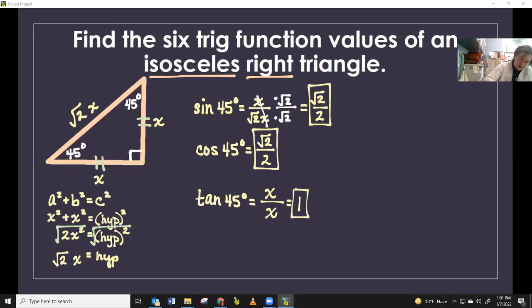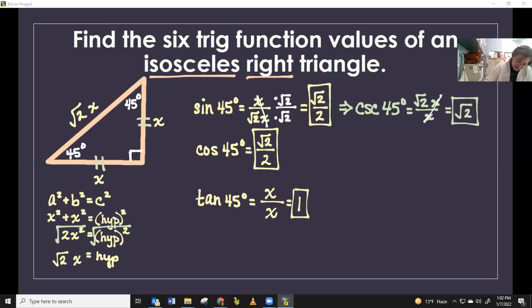All right, so there's the 3 that we are more familiar with. We want to do our reciprocal trig values as well. What is the reciprocal trig function of sine? Cosecant. So cosecant of 45 degrees. Now I would be doing hypotenuse over opposite. So I would have square root of 2x over x. And that's going to simplify to give me just square root of 2.